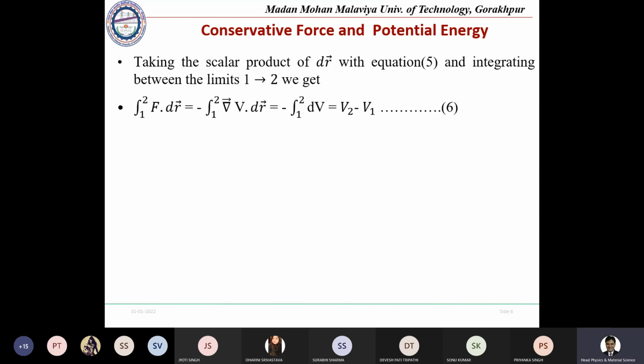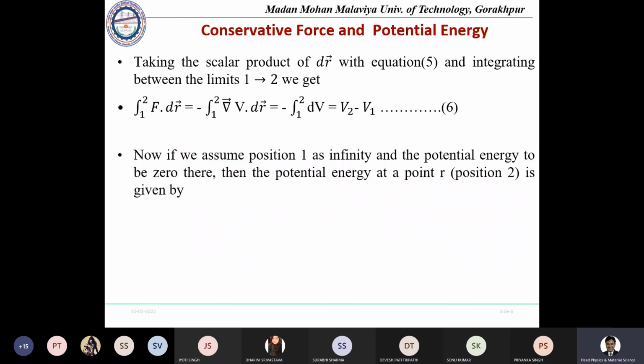And finally it will be minus integral 1 to 2 dV and this is equal to V2 minus V1. This is simple mathematics. Now if we assume the position 1 as infinity and the potential energy to be 0, then the potential energy at a point r, that is the position 2, is given by this is equal to, ये कैसे है?